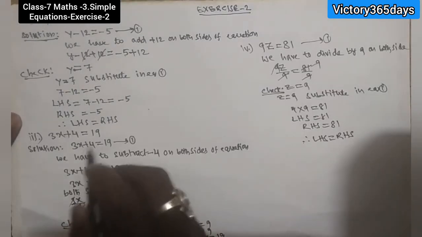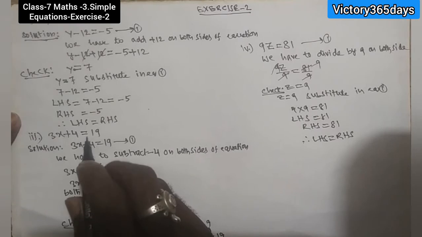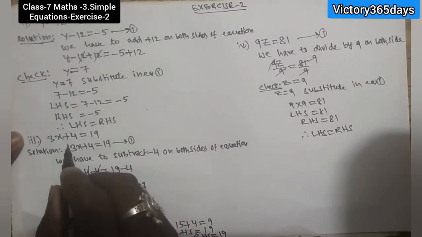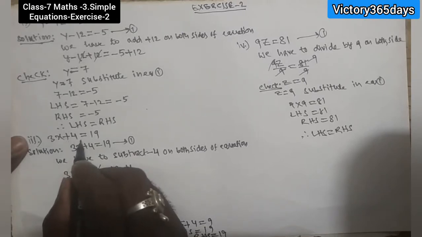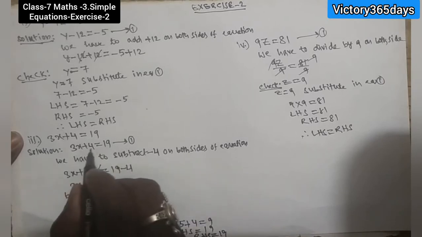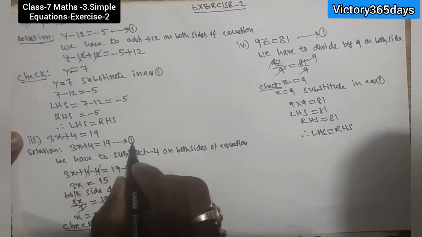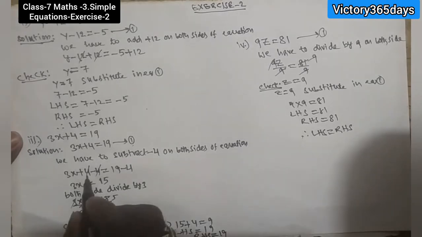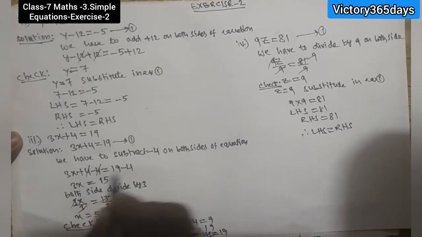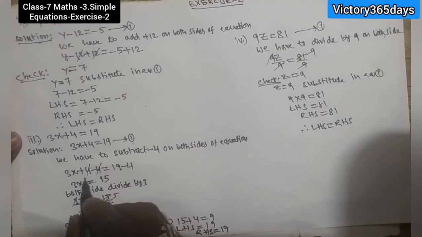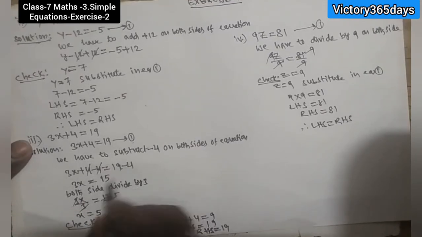Okay, the remaining sums we can also do with the same process. Here the third sum: 3x plus 4 equal to 19. That is equation 1. We have to subtract 4 on both sides of the equation. So 3x plus 4 minus 4 equal to 19 minus 4. Here on the left side, plus 4 minus 4 cancelled. So 3x equals 19 minus 4 equals 15.